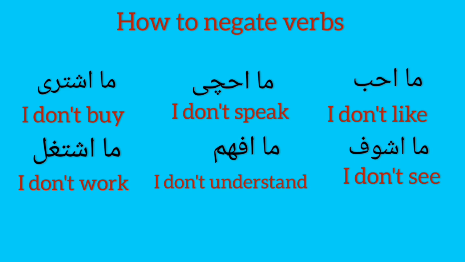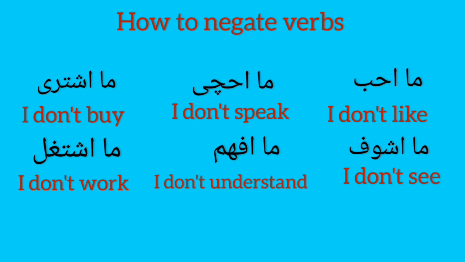All you have to do is add ما before the verbs. This is what you have to do. ما أحب, I don't like. ما أحكي, I don't speak. ما أشتري, I don't buy. ما أشوف, I don't see. ما أفهم, I don't understand. ما أشتغل, I don't work. This is how easily you can negate these verbs.